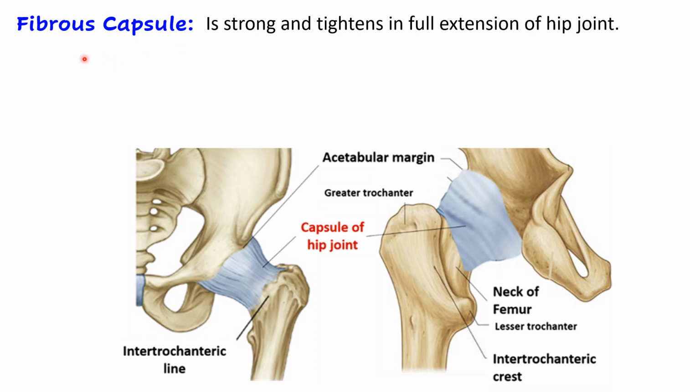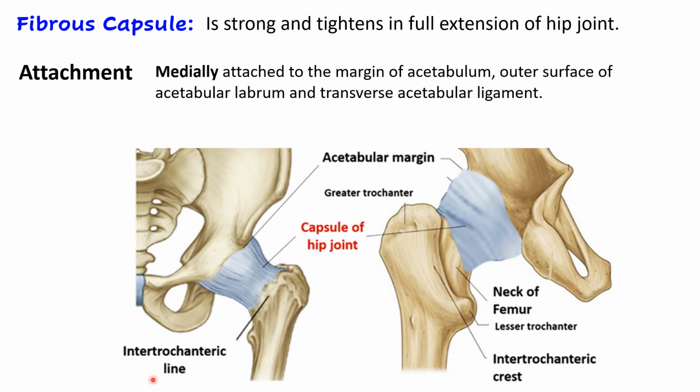Let us now consider the fibrous capsule. It is very strong and it tightens in full extension of hip joint. In this picture, we can see this is the interior aspect of the fibrous capsule surrounding the hip joint, and this is the posterior view of the fibrous capsule here. Right, now let us look at the attachments of the fibrous capsule.